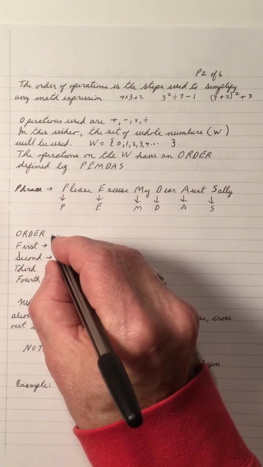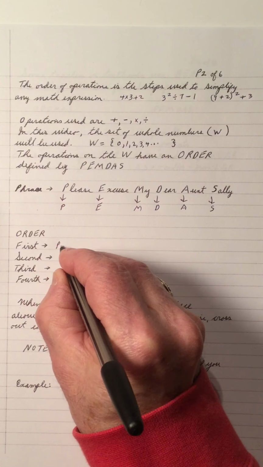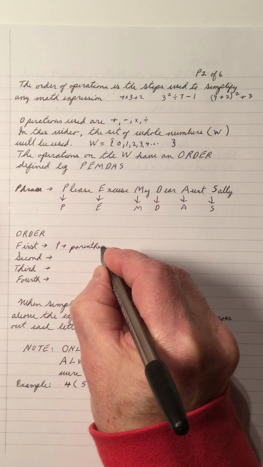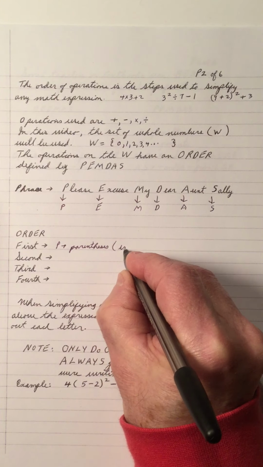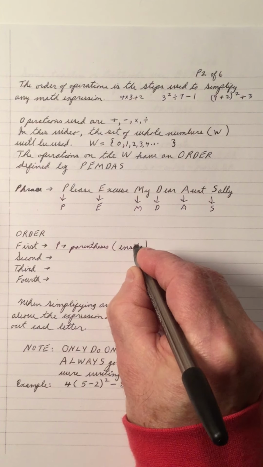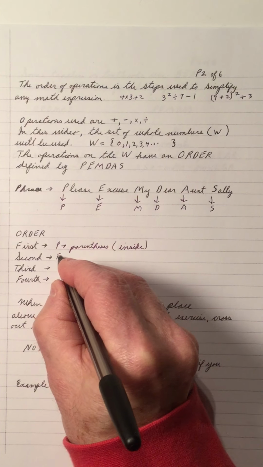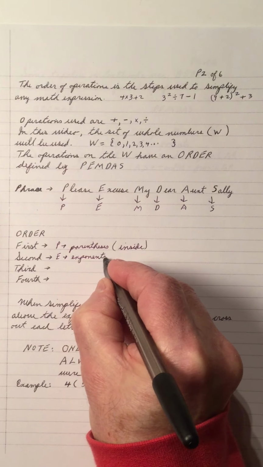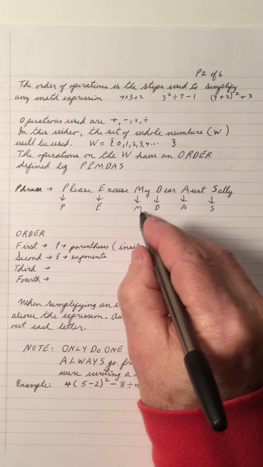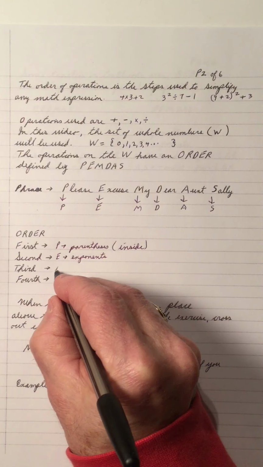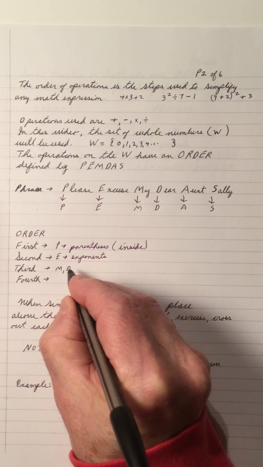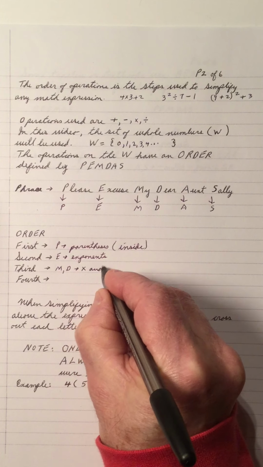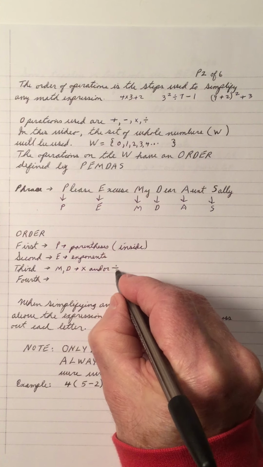The first one you do is P, which stands for parentheses, and you do the inside of every parentheses first. The second is E, which stands for exponents. You always do the exponents next. The third is M, D, which stands for multiplication and or division.